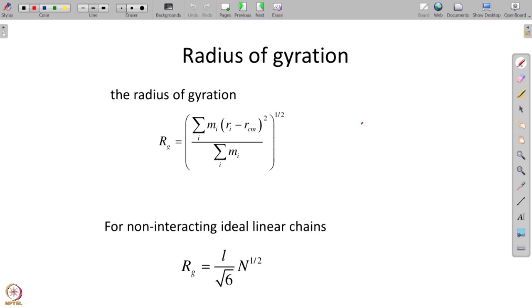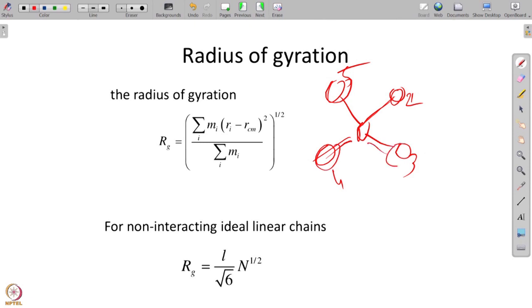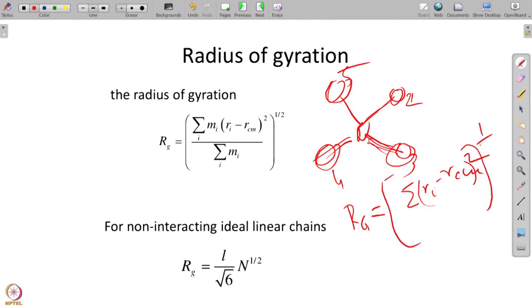So we face that in classical mechanics, when these particles have different masses, we use this. If the mass is the same everywhere, then Rg square is simply the sum over i of (Ri minus Rcm) square. That means now I am going to take the distance from the center of mass.